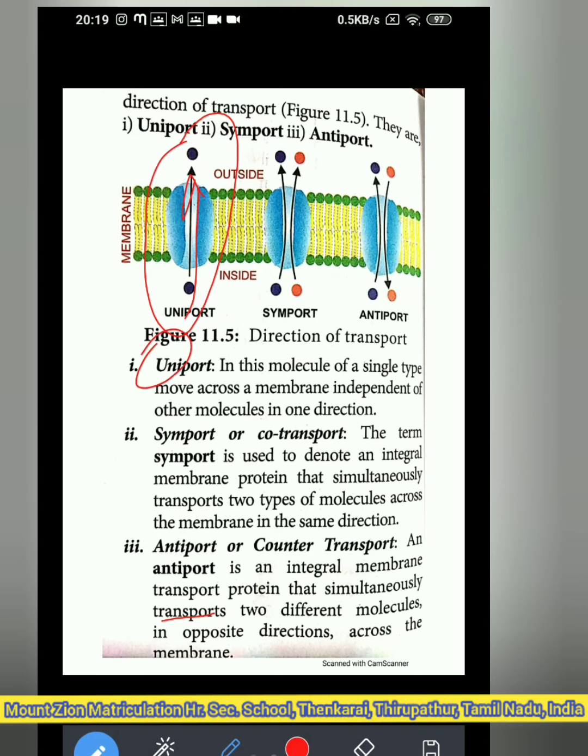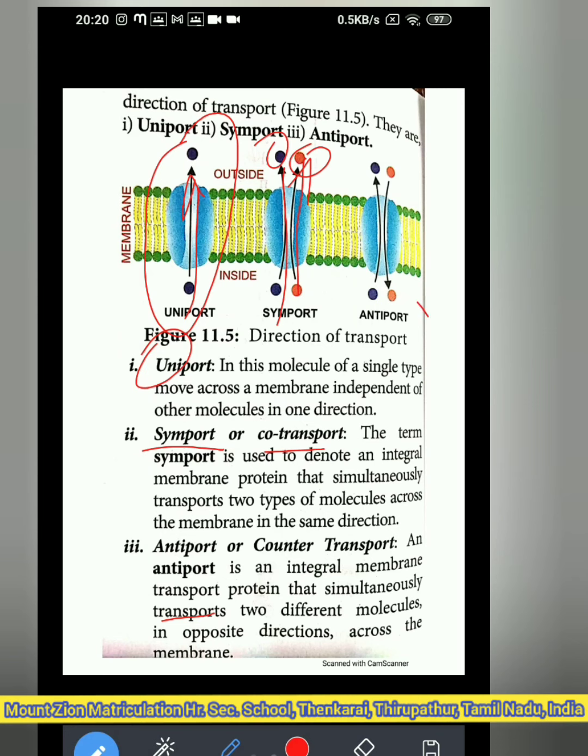Uni means one, we know very well. Symport, or co-transport, is nothing but two different molecules transporting in the same direction. That is two different molecules, which is why they have given a color variation of black and red here. So two different molecules are entering the cell in one direction, not in the opposite direction.